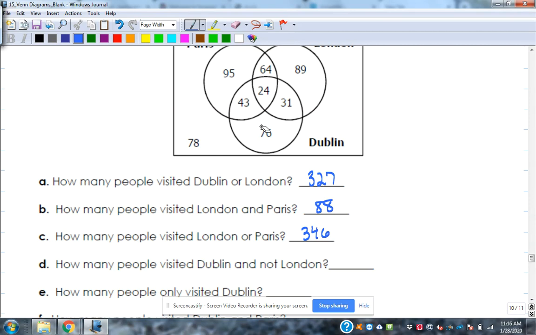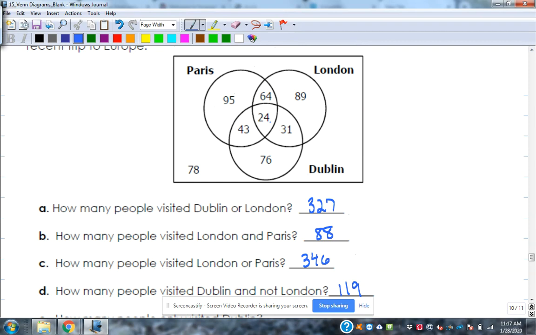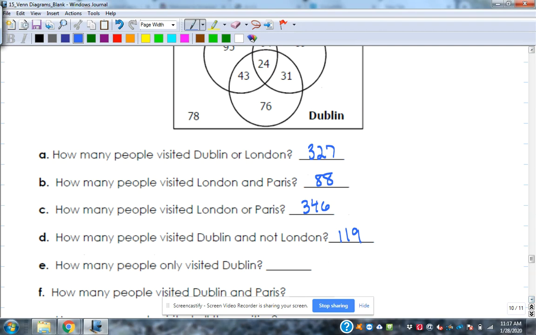Part D. How many people visited Dublin and not London? 119. I agree with that. That's what I got. Dublin and not London. So take out the overlap with London and add up the 76 and the 43. That's where that's coming from. And then E part, how many people only visited Dublin? 76. That's the easy one. You don't want to do anything.